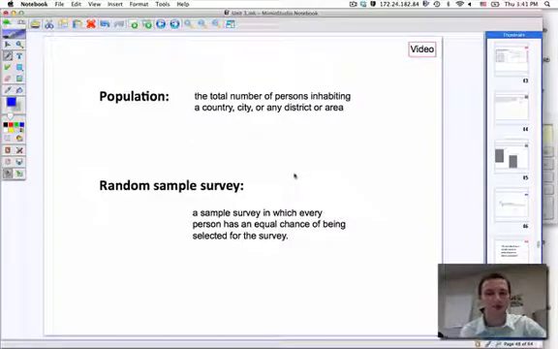The second thing that we need to talk about is a random sample survey. A random sample survey is taken from that population. Okay, so a random sample survey is a sample survey in which every person has an equal chance of being selected for the survey. So every person from a certain population has an equal chance of being selected to take that survey. Okay, and that's important so that we can make accurate predictions about the people in a certain population.